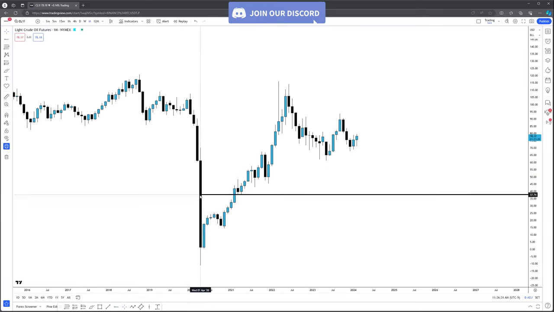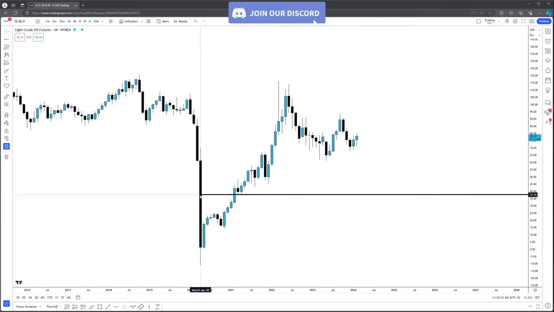And we get this whole huge pullback. The great thing is, even on this pullback, we could be pretty convicted that this is just a pullback. And if you were in my Discord, we were looking for longs right about here, and a longer term continuation to continue price higher, because we knew that the projected defined range was in play.